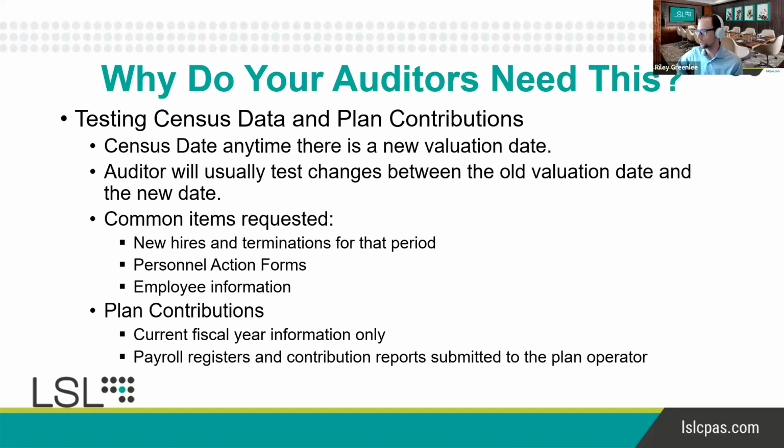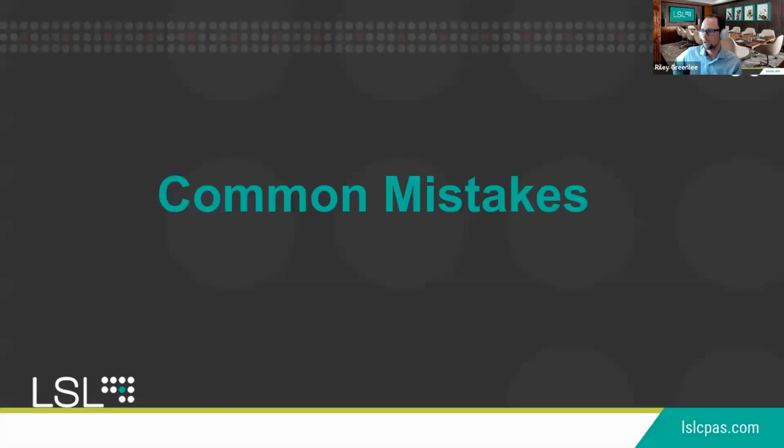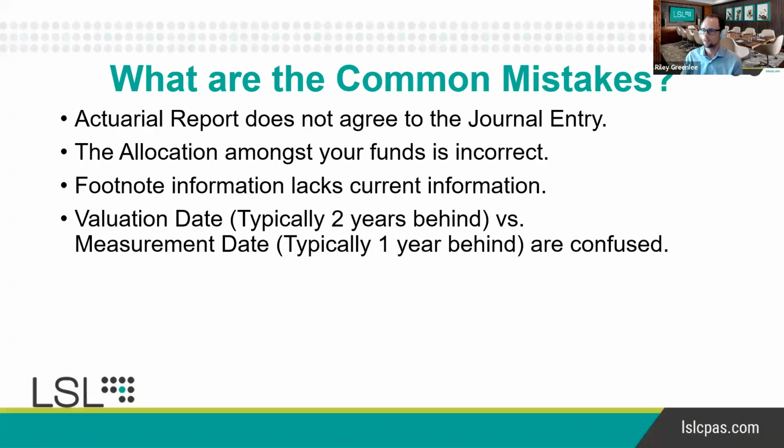Let's jump down. We know we're running a little short on time. Quickly, I want to go through some common mistakes that I see. All right, so first, I'm going to hammer it again. If the actuarial report does not agree to your journal entry, it's the first thing I'm going to check. If it doesn't agree, then I'm probably not moving forward with anything else. I'm going to send it back to you and say, hey, what the heck is going on?